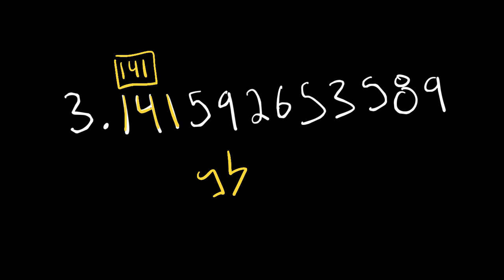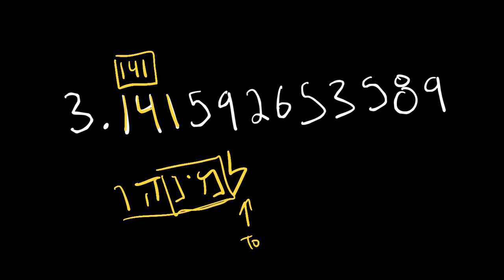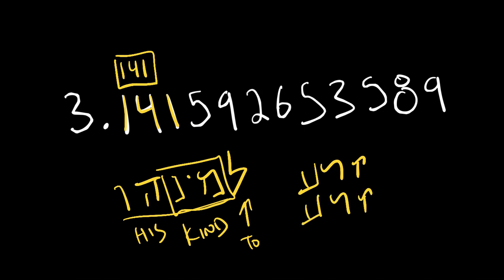So this word first shows up in Genesis 1:12 in the word leminehu, which means two, and mean is kind. And this suffix means his. So this is speaking of seed that produces more seed, fruit that produces more fruit after its kind.